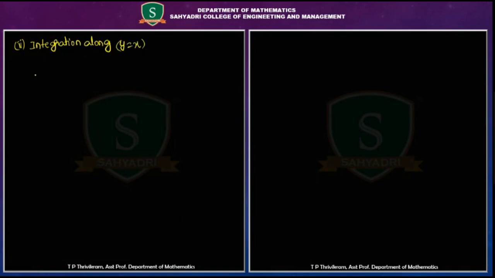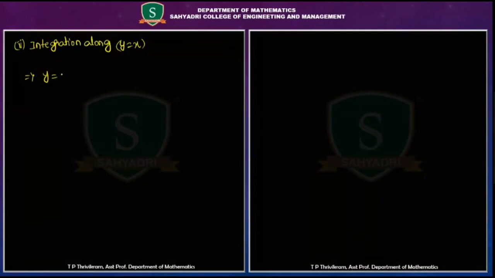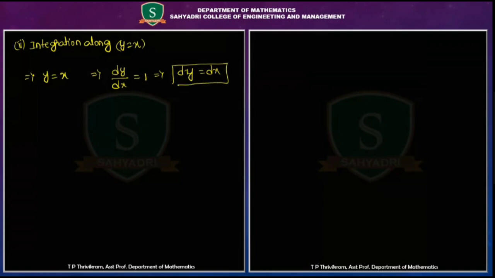Okay, so that implies we have taken y equal to x. If you differentiate with respect to x, what happens? dy by dx is equal to 1, which implies dy is equal to dx. Okay. So when y equal to x, you got dx equal to dy.